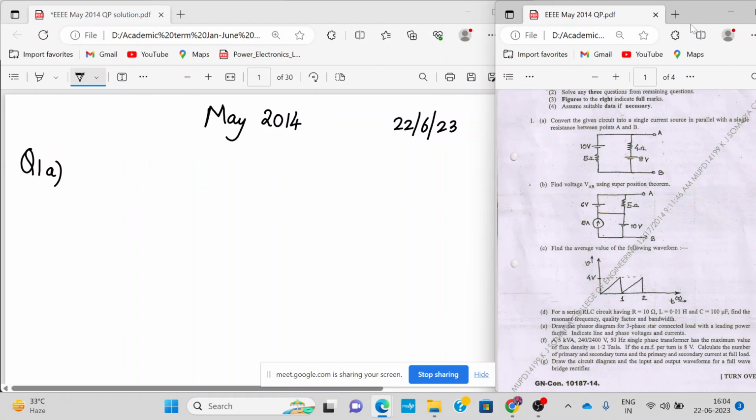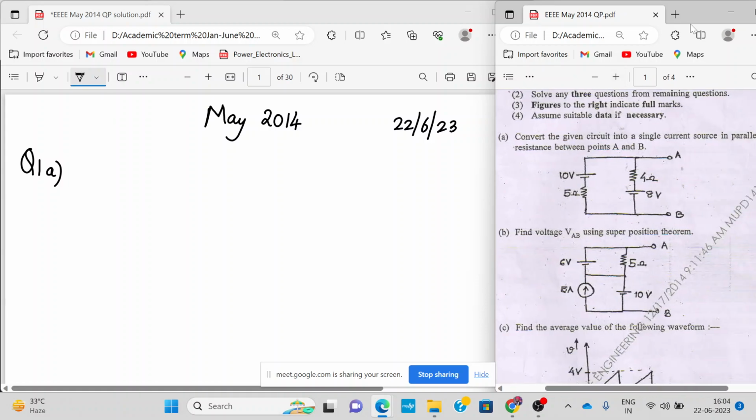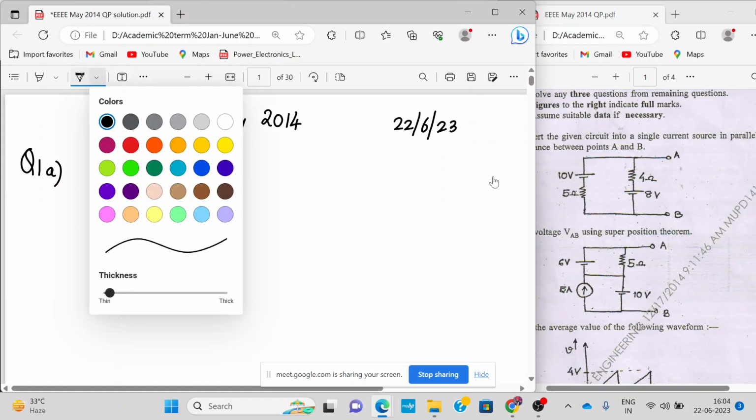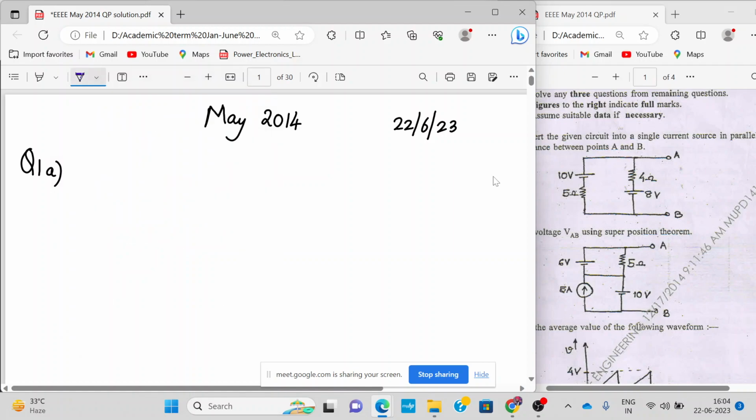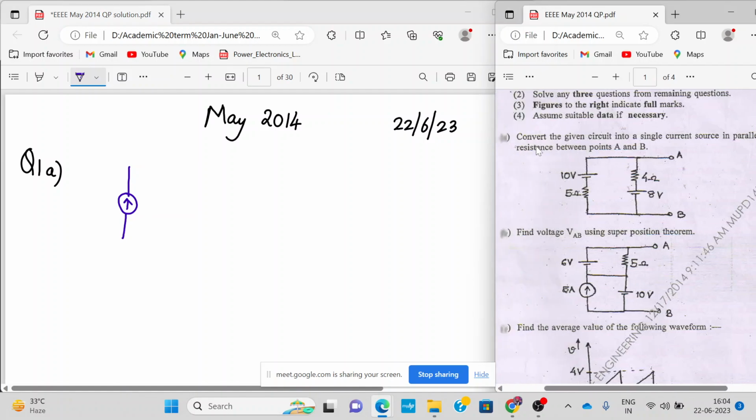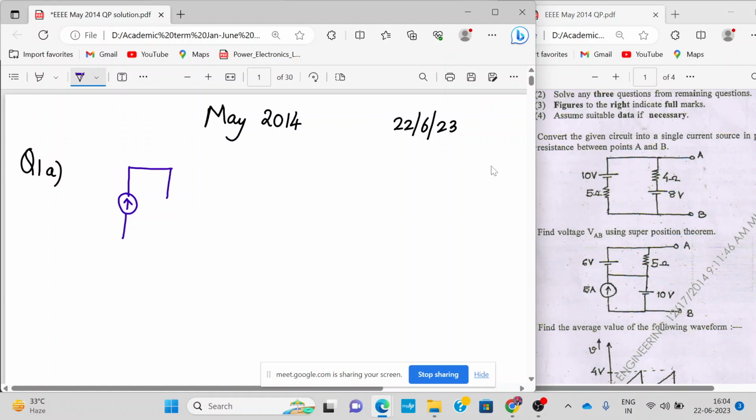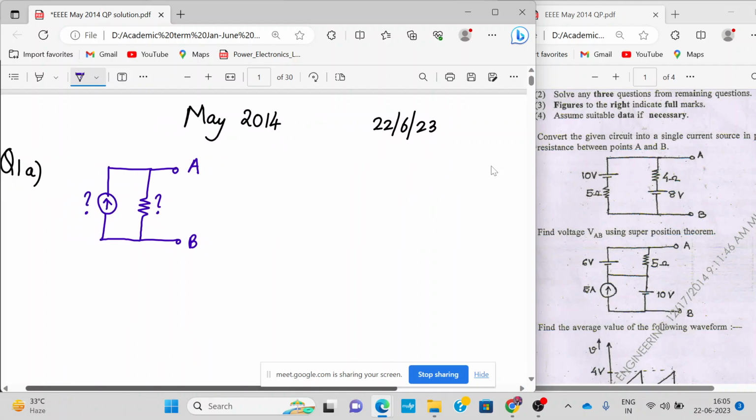Alright. So what are they asking us to do? Let me reframe it over here. They are asking us to do the following. They want us to convert this entire circuit between A and B into one current source, possibly in this direction, in parallel with a single resistance, like this. This is what they want. Now we need to find the value of this resistance and the value of this current source. Alright, so you all with me? Let us begin.